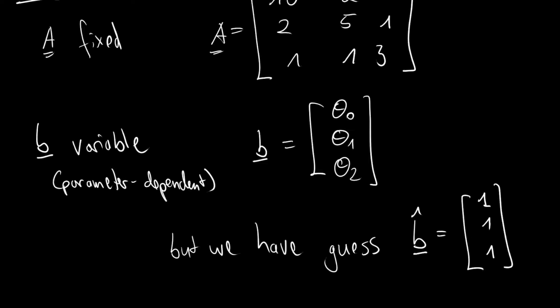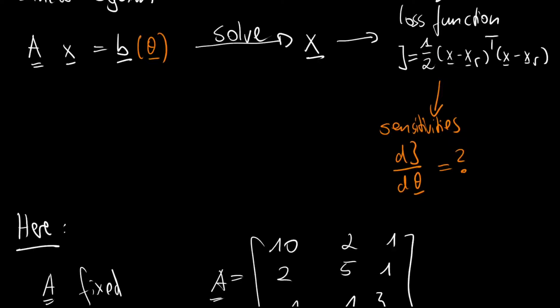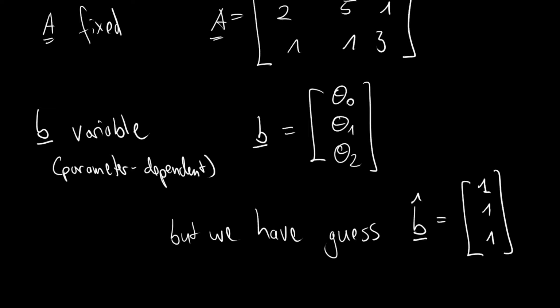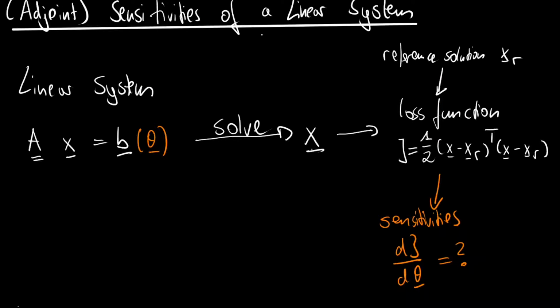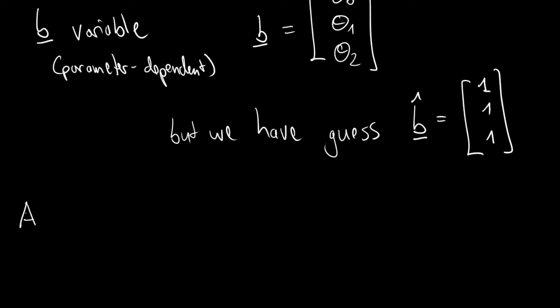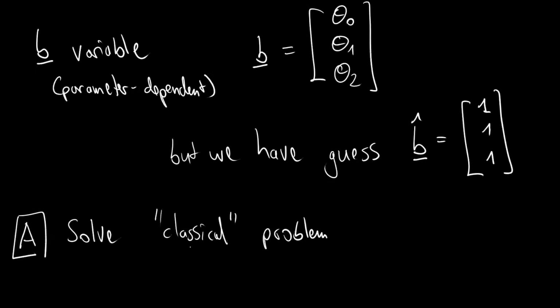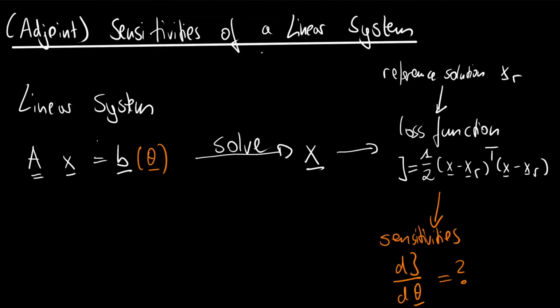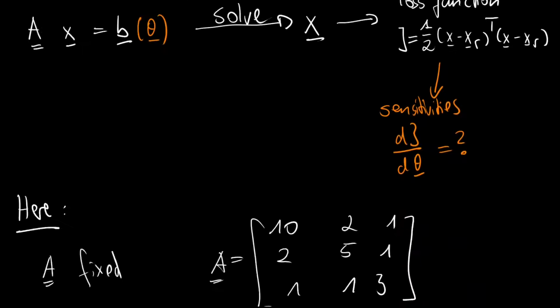And now our task is to get these sensitivities, and the first step is of course to get the original x in the first place, where we will just use our b hat to solve the linear system, and then also evaluate the loss metric, and then afterwards we will use our three methods to obtain the sensitivities. So we start with step A, which is to solve the classical problem. And by classical problem, I refer to the original linear system with the current guess that we have for the right-hand side.